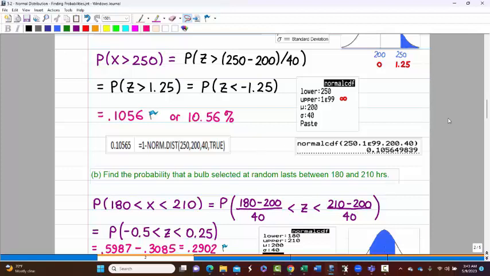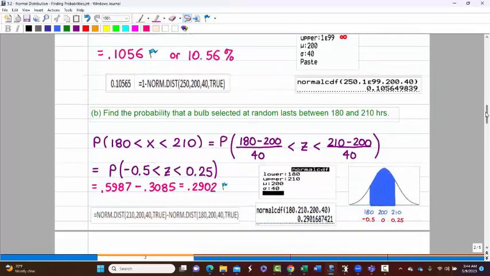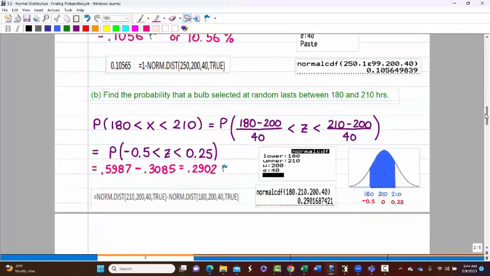Excellent. Now the next one says find the probability that the bulb will last between 180 and 210 hours. All right, fair enough. I'll skip the old school method of it there. On the calculator, you do normal CDF, you put 180 as your lower, 210 as your upper, the mean 200, standard deviation 40, hit paste, there are all the values, and that has 0.2902, which is what I got right here.